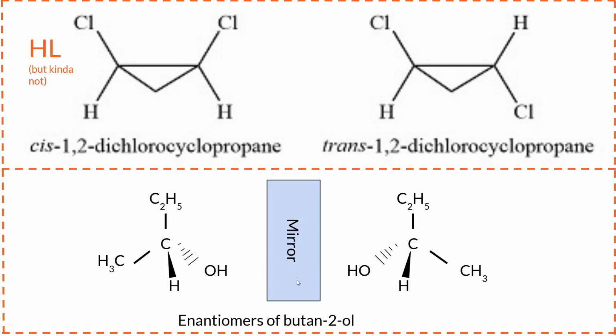Now, enantiomers of butan-2-ol, we can see that here the H3C goes on this side, and the OH group goes on this side, but the mirror image is going to have the OH group go on this side and the CH3 group go on this side. And no matter how much you rotate them, these will not be the same thing. Because even if you rotate this 180 degrees, now instead of coming towards you, this hydrogen is actually going backwards.